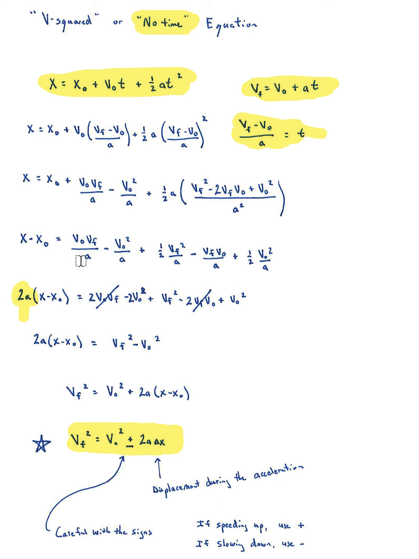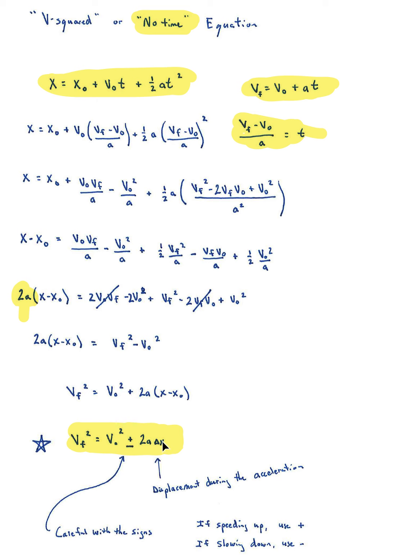So all the a's will go away. Everything that didn't have a 2 will get a 2, and then the halves will go away. I then am going to cross out these like terms, right? This is a 2 v naught vf minus 2 vf v naught. This is a minus 2 v naught squared and a plus v naught squared, which is really just a minus 1 v naught squared. I then am going to move this to the other side, and I get this equation.